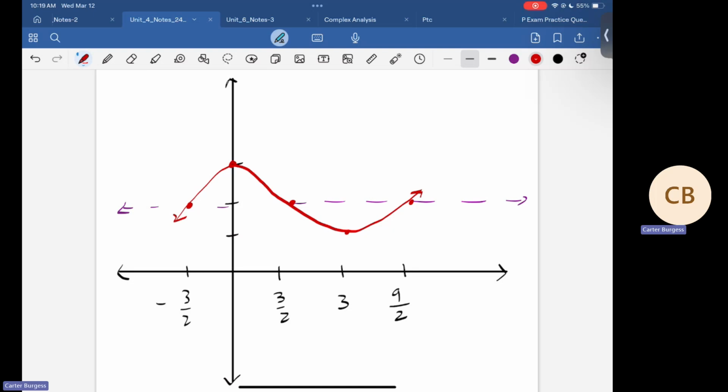All right, questions with our graphing here? Sine and cosine, we're going to get back to it once we get back from break.